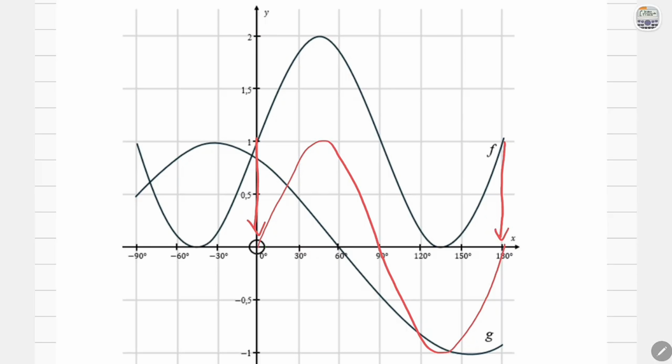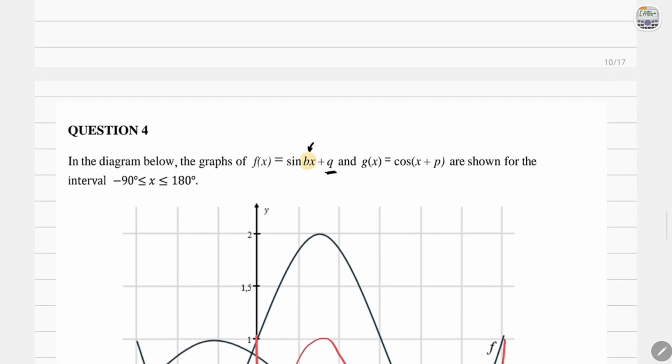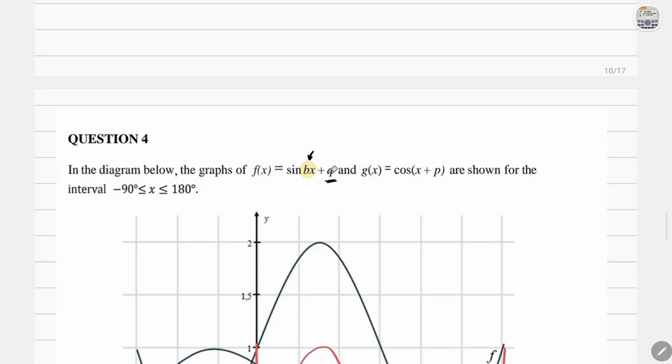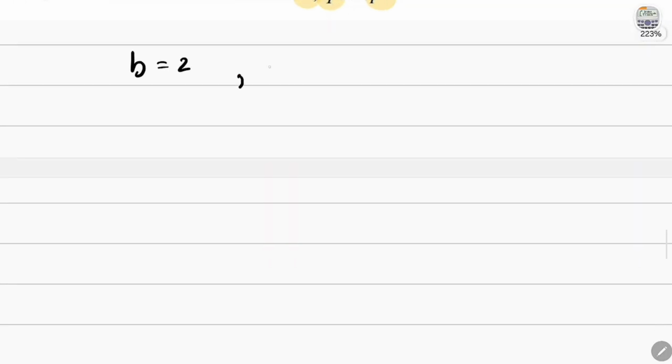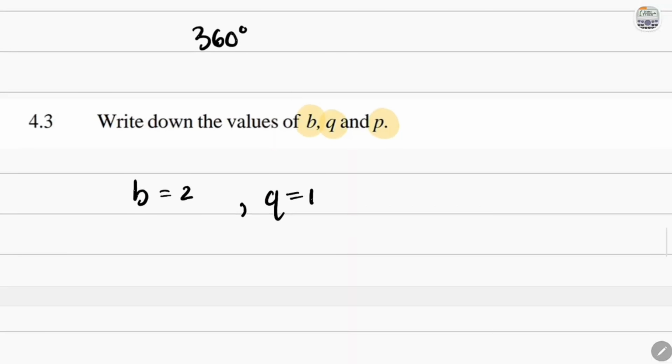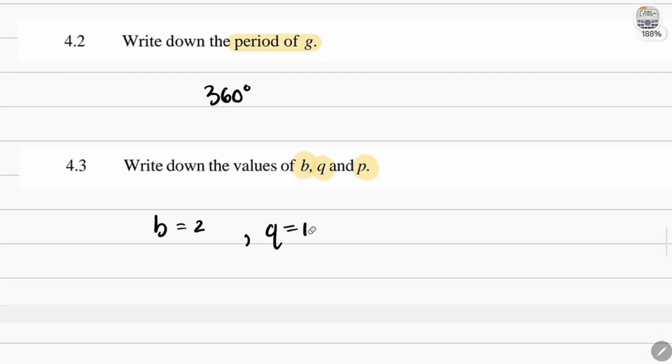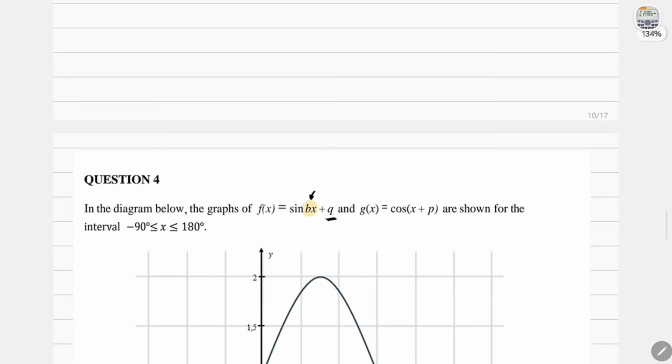So how many units up was it shifted? You can just spot this by focusing on one point on the graph. For example, this was 0 degrees and 0, but now the starting point is at 0 degrees and 1. So it means that this graph was shifted 1 unit up. So we know that the value of Q, what was added to this graph to shift it up, was 1. So we'll just tell them this means that Q is equal to 1, and now we have to find the value of P. Let's go ahead and find the value of P.